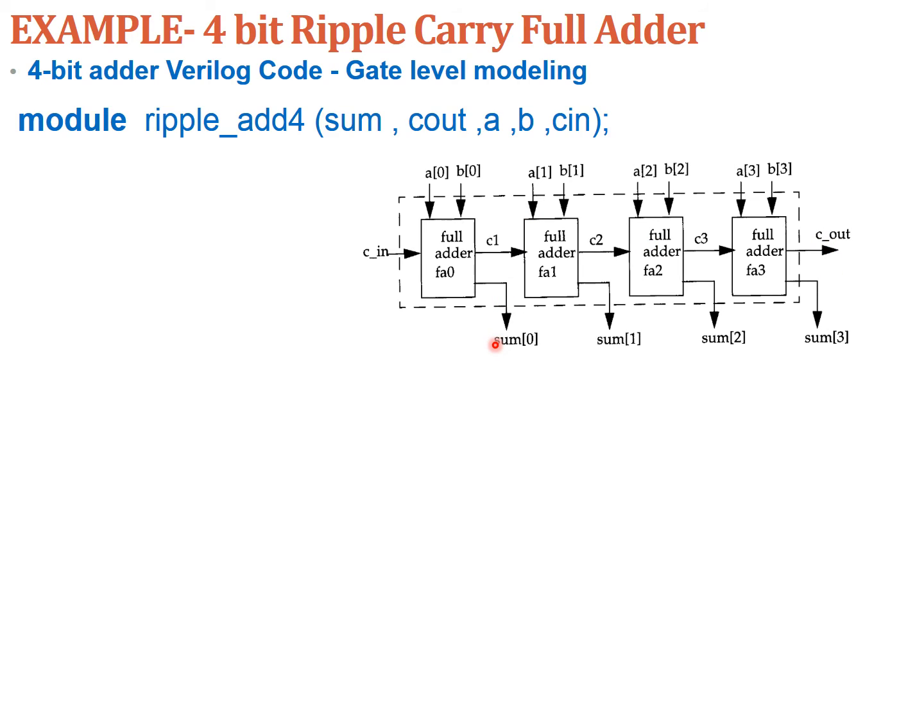So module ripple_adder_4 is the name of the module. When we look into this, we have 4 sum outputs, sum 0, sum 1, sum 2, sum 3. So we will use vector declaration and make the programming look simple. So I have just written sum. We have a Cout, we have Cin, and we have inputs A and B. Actually A is 4-bit, B is 4-bit, which we will be declaring as vectors in the main program.